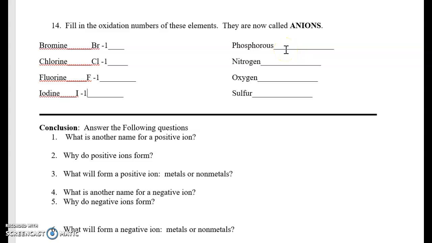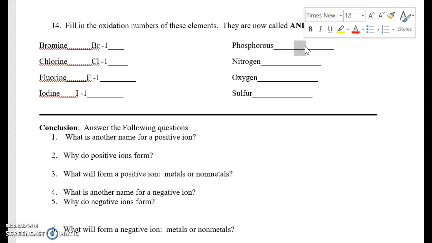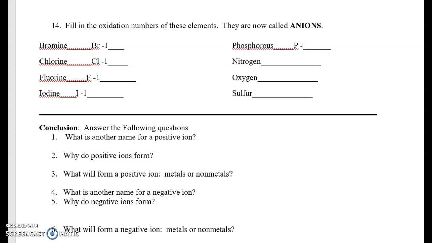If we go to phosphorus, phosphorus is in group 5A, the nitrogen family. So phosphorus is going to have an oxidation number of -3 because it needs 3 electrons. So it's gaining 3 negatives to complete that orbital shell. So we look at nitrogen, same thing. It needs 3 electrons for that orbital shell.